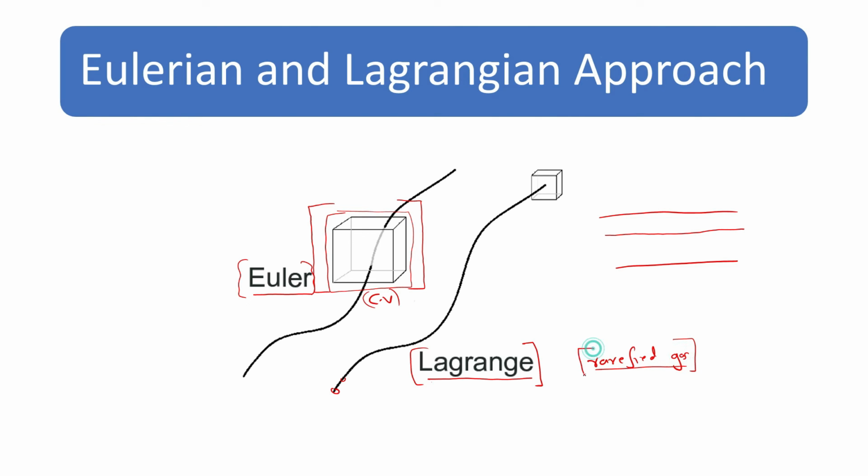So that is called an Eulerian approach and a Lagrangian approach. And throughout this part of fluid mechanics, we will only study Eulerian. We will use mainly the Eulerian approach.